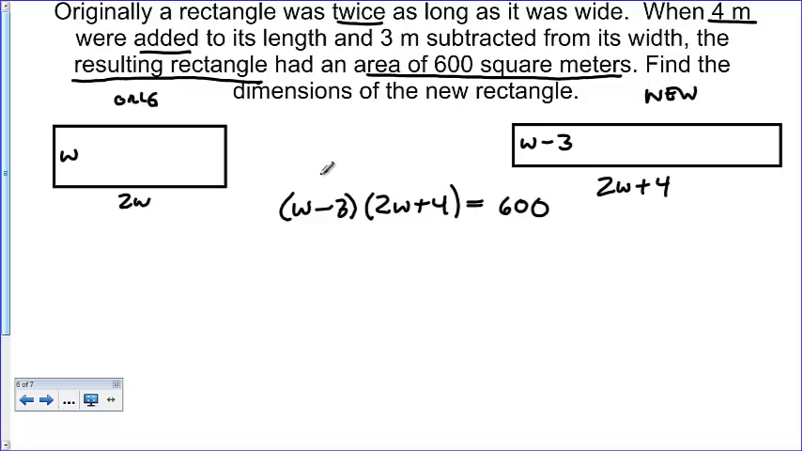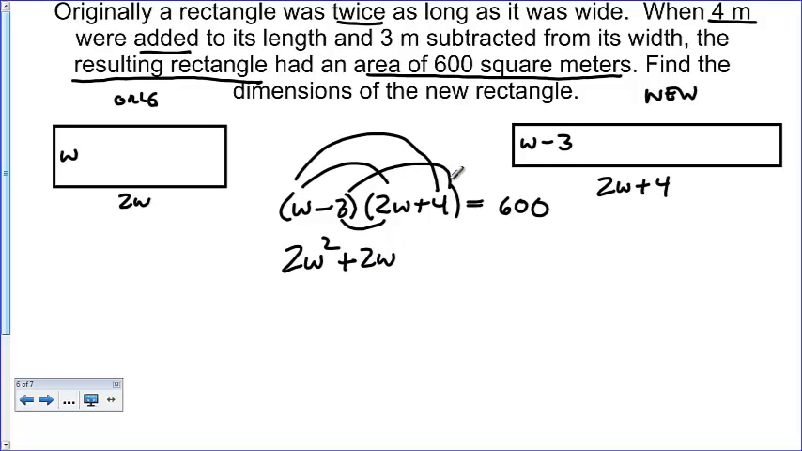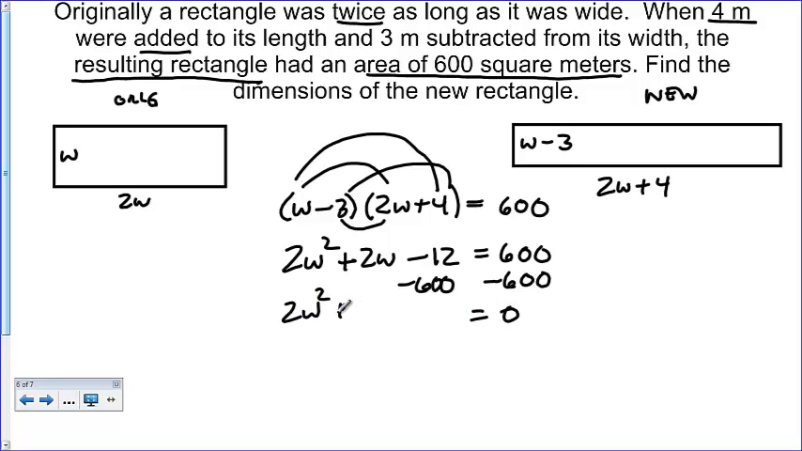We got a FOIL. Product of the first terms, 2w squared. Outside terms, 8w. Inside terms, minus 6w. Combined to give you plus 2w. Last terms give me minus 12. Subtract the 600 from both sides, and I get 0 on the right. 2w squared plus 2w minus 612.